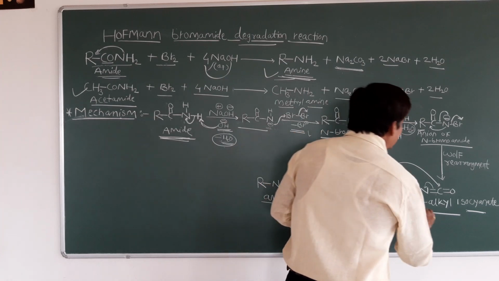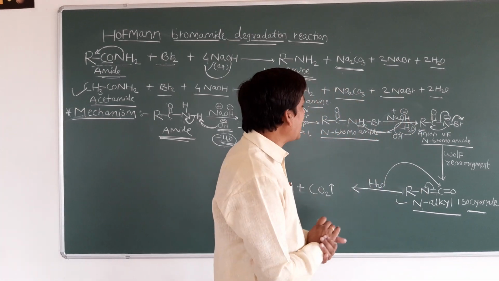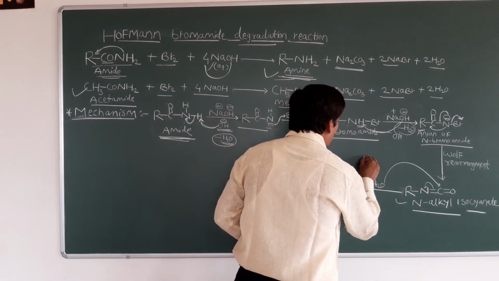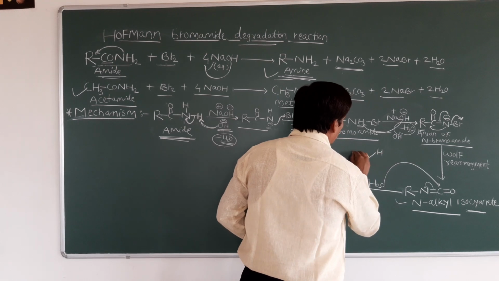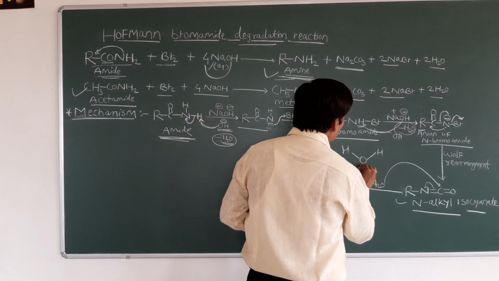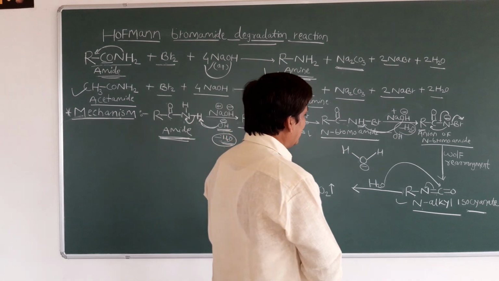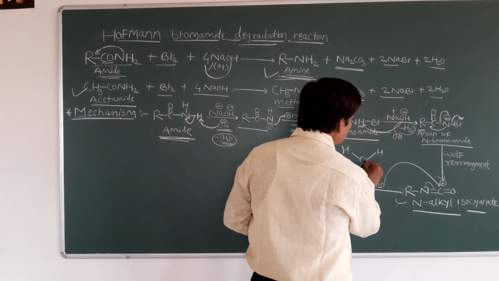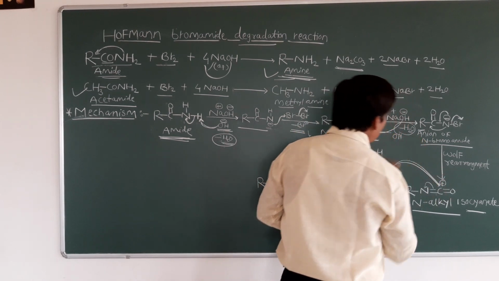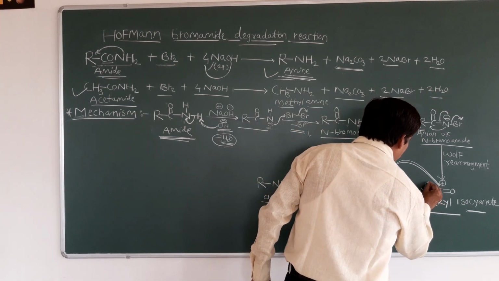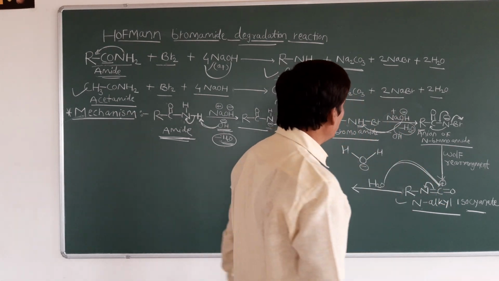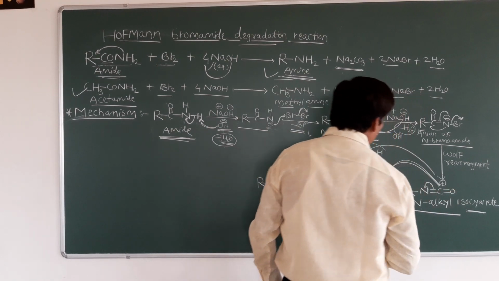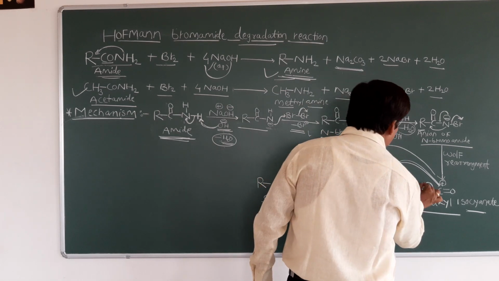Now this N-alkyl isocyanate again undergoes hydrolysis. Hydrolysis in the sense that we add water molecules. You know water has this oxygen and two hydrogens. Now this oxygen carries a minus charge. In the next step, this carbon will carry the plus charge, so this oxygen will attach to this carbon. Then this pi bond will shift over this nitrogen because it already has a lone pair of electrons. Then two hydrogens are directly attached to this nitrogen.